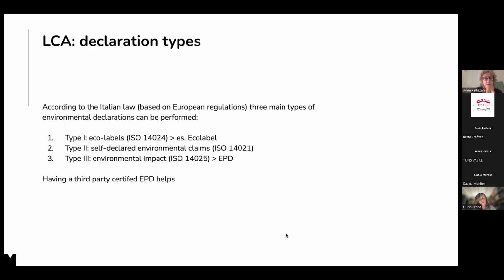What are the declaration types? There is type 1, which are eco-labels. Type 2, which are self-declared environmental claims made according to ISO 14021, and type 3, which are the EPDs. Clearly, having a third-party certified EPD helps, so that's the most valuable type of LCA. Nevertheless, one can make the calculation internally just to set up their own policies, not necessarily to declare it externally.